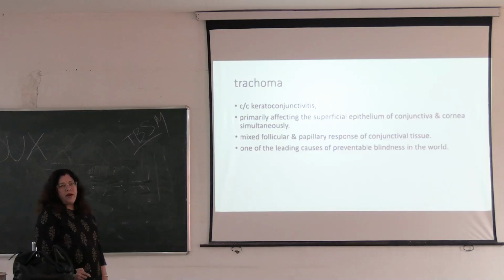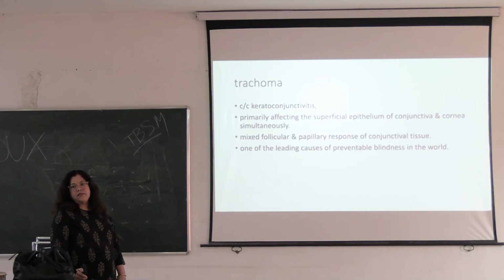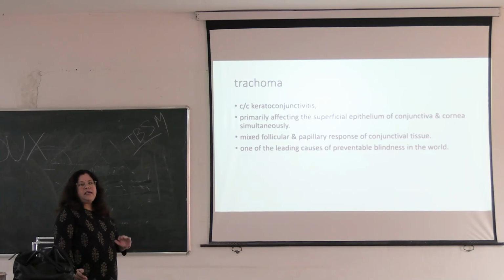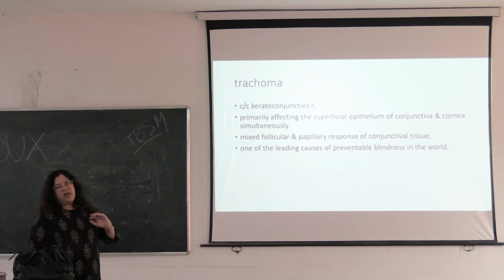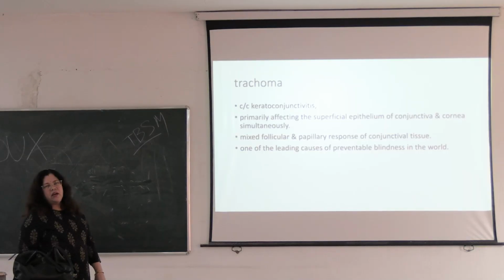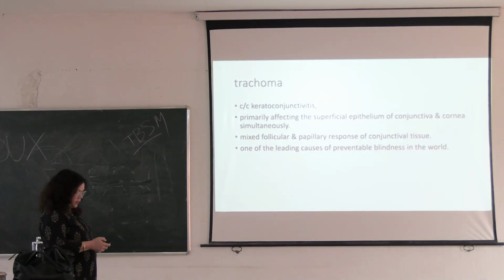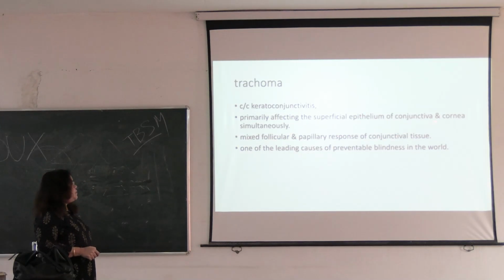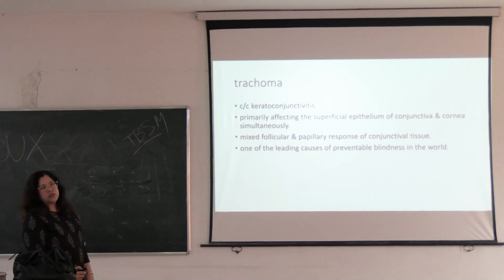Then trachoma. Trachoma is a type of keratoconjunctivitis. Why keratoconjunctivitis? Initially it affects the conjunctiva, but simultaneously it also affects the cornea. That's why it is called keratoconjunctivitis. And here a mixed follicular response and papillary response of the conjunctival tissues is present, and this is one of the most common causes of preventable blindness.